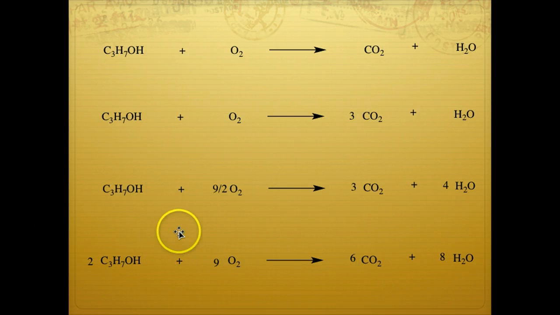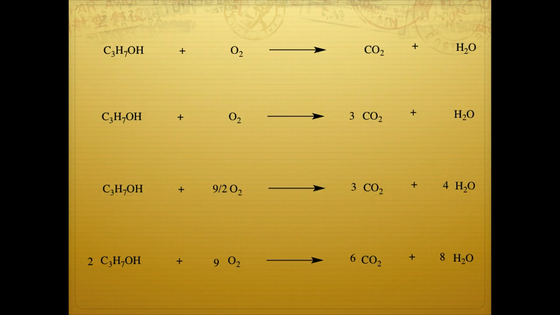So that's balanced. Now let's look at our oxygen. Notice we've got 1 here, 6 here for a total of 7. Here we've got 1 and we've got 2, but we need 7. So if we take 9 halves, that will give us 9 oxygens plus 1 is 10.